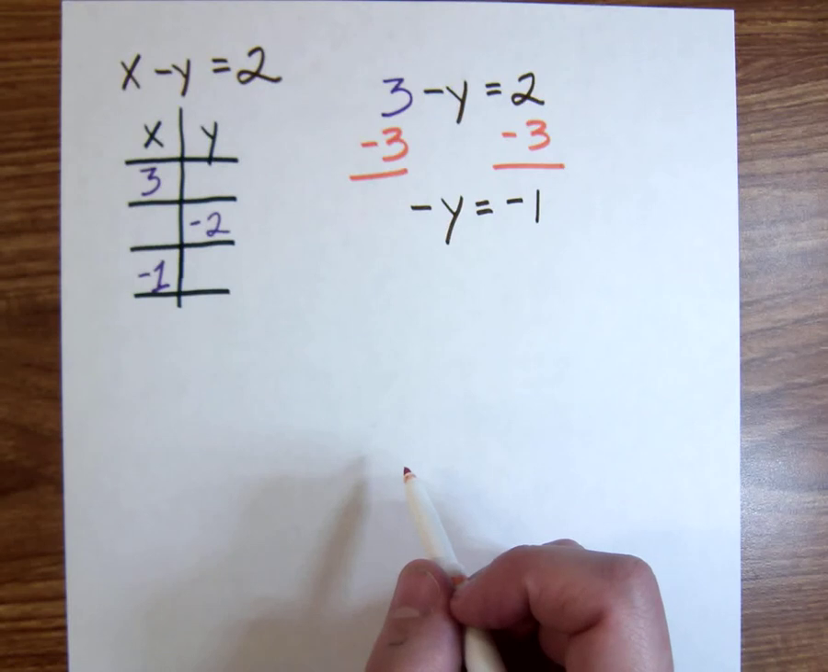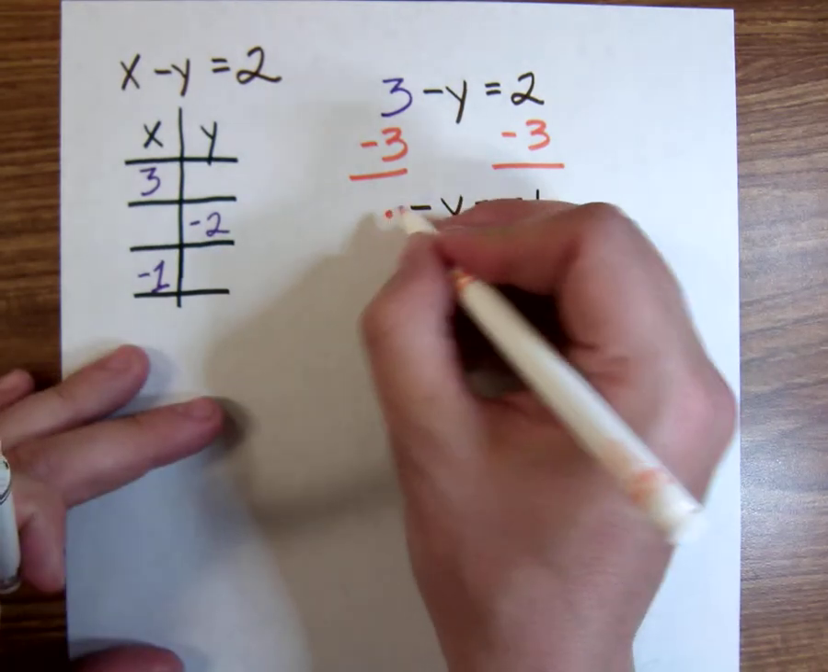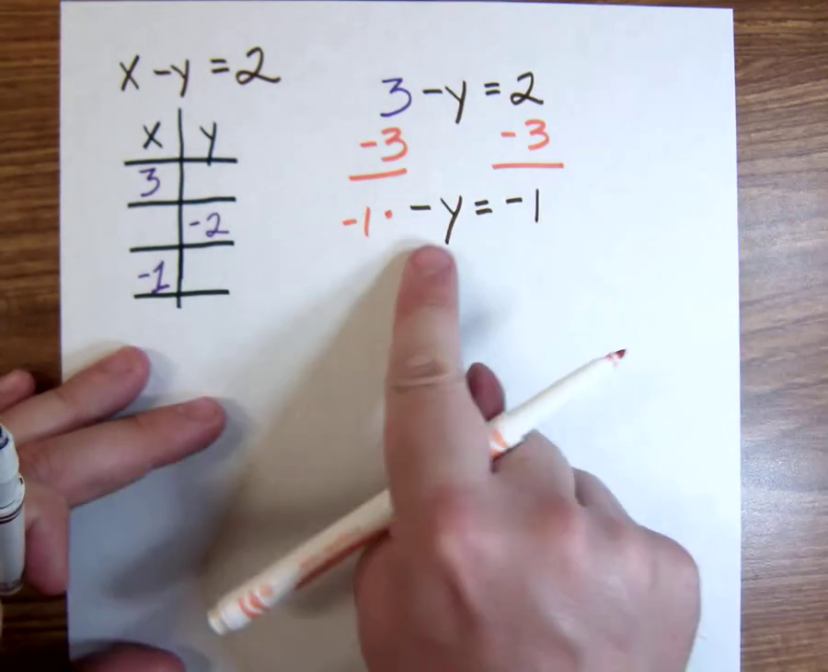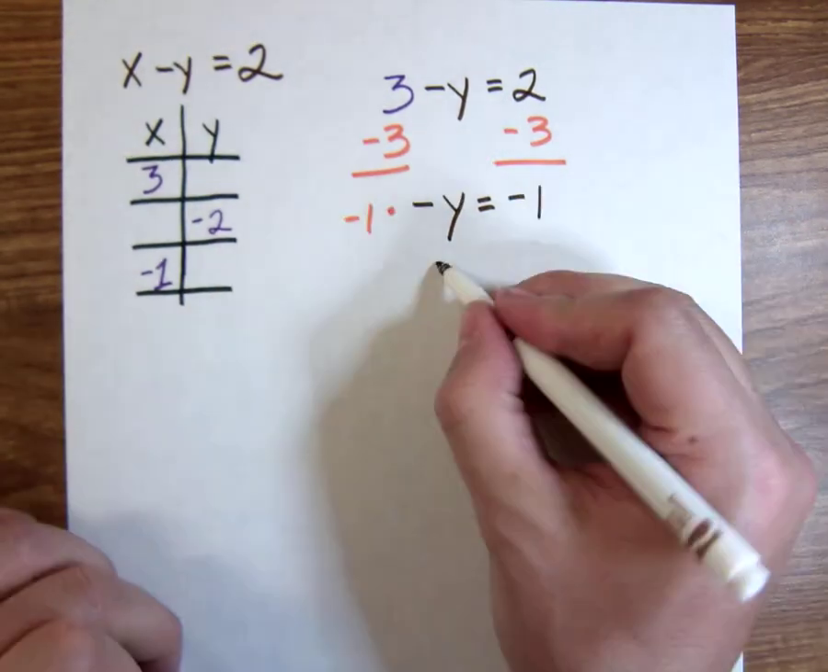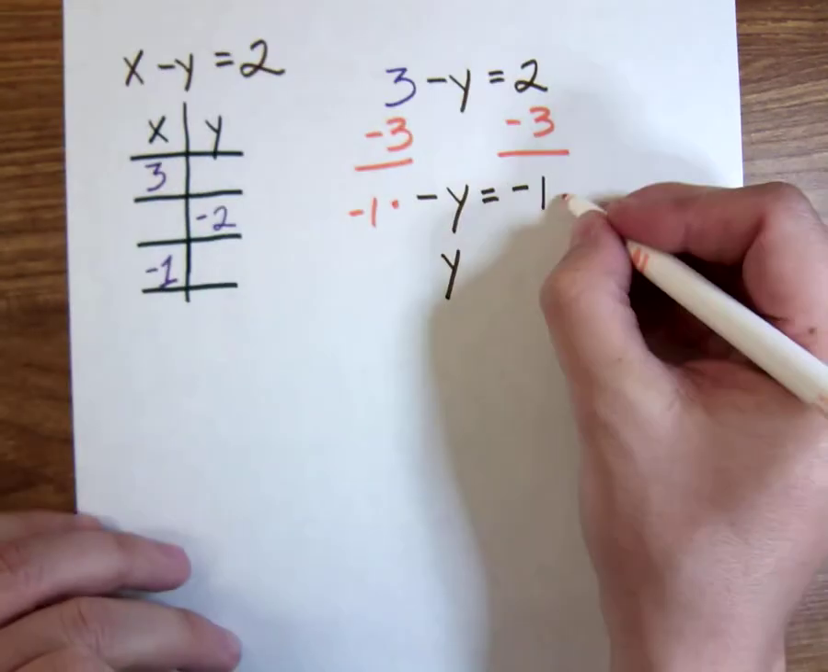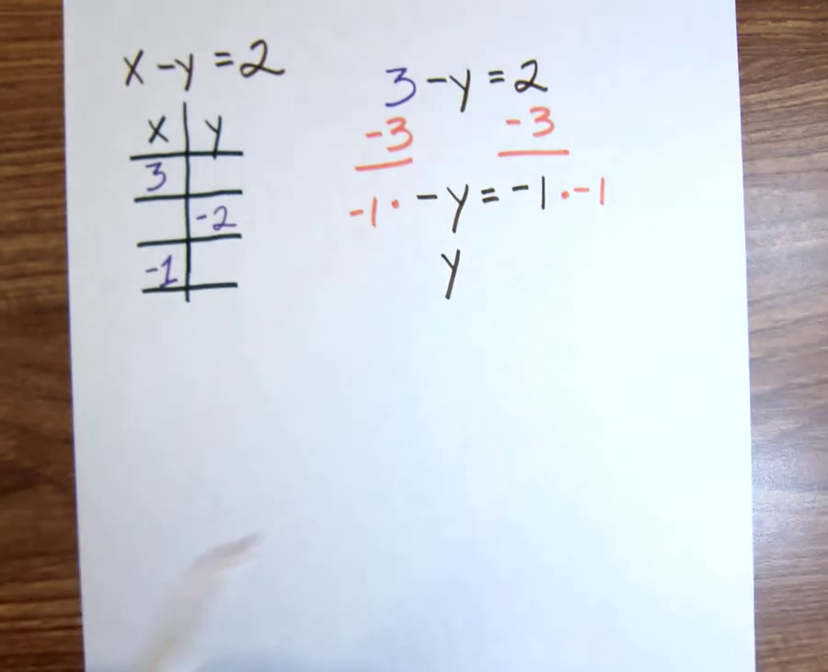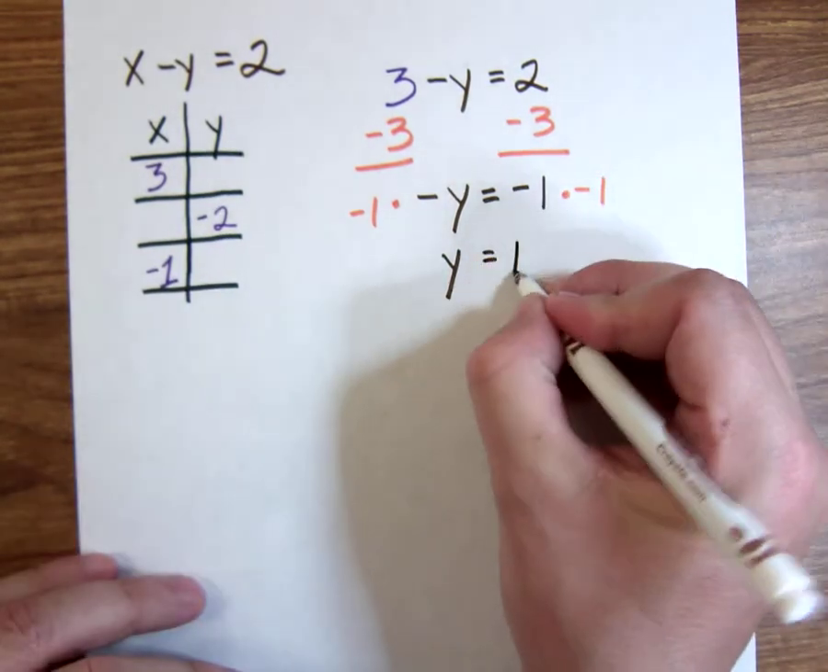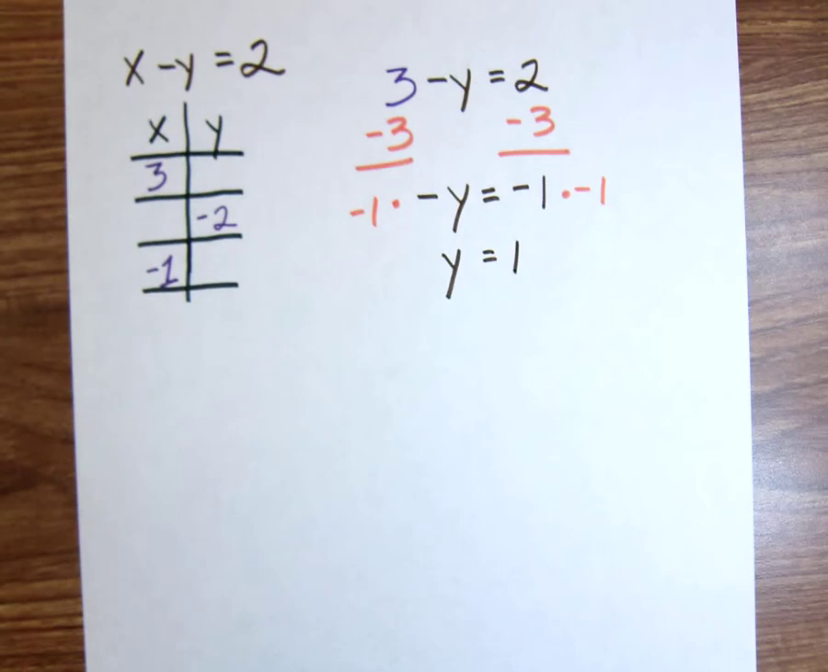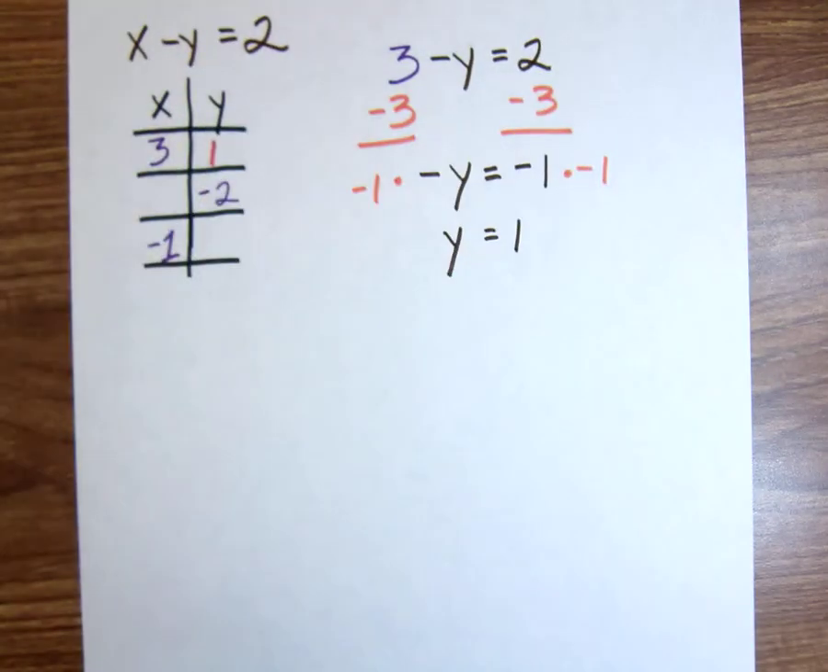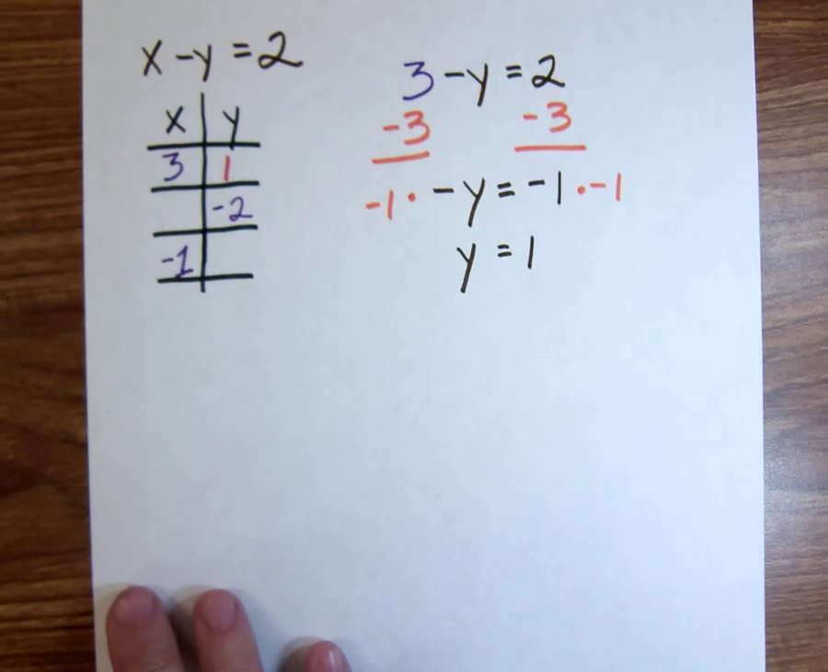So what should I multiply by? How about -1? If I multiply this side by -1, what's -1 times -y? Positive y. And if I multiply by -1 on one side, I got to do it on the other. -1 times -1 is +1. So if the x is 3, the y is 1, that's my first coordinate. Okay. 1 down, 2 to go.